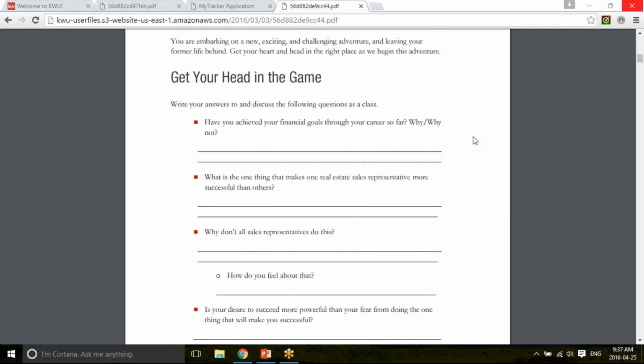Okay, so the question is, with this whole piece, and it asks you in the sheet, is the desire to succeed more powerful than your fear from doing the one thing that will make you successful? And I think in a lot of cases, people say yes because they think that's what other people want to hear, but you haven't told yourselves, and you don't really believe it. Is that fair?